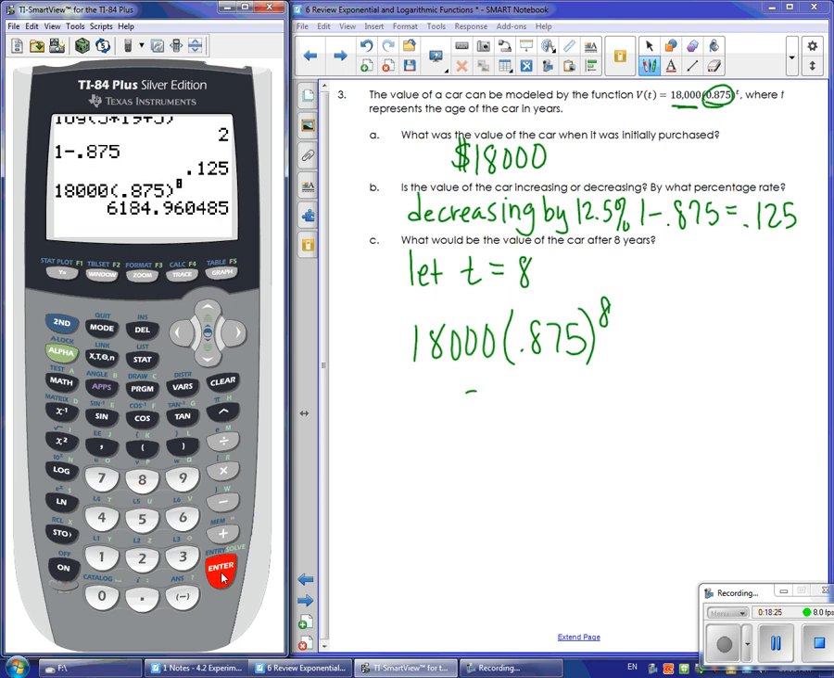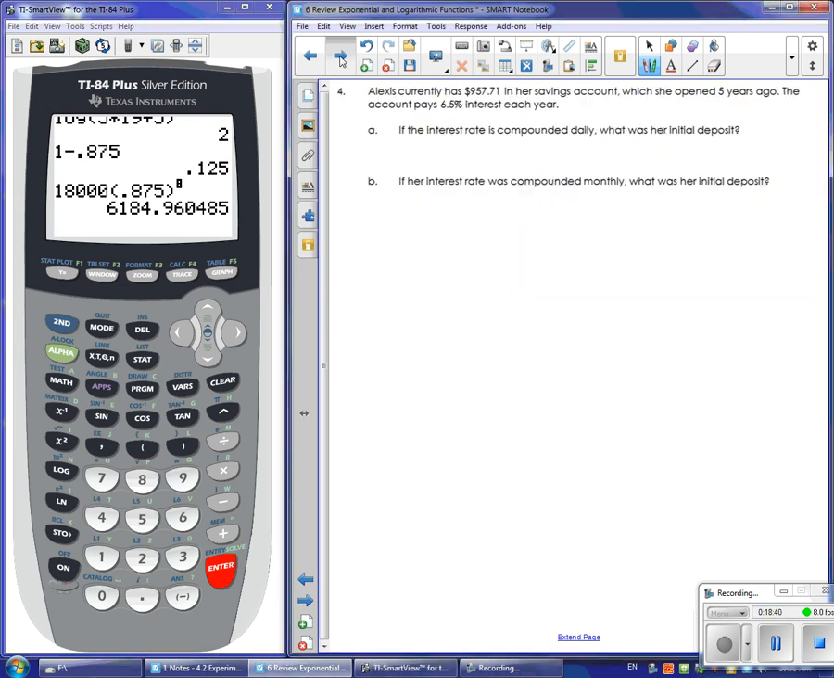And we're told that the value of the car is $6,184.96. Typically we want to round to 3 decimal places, but when we're dealing with money, it makes a little bit more sense just to round to 2. Okay. Number 4, another problem that deals with exponential growth or decay.